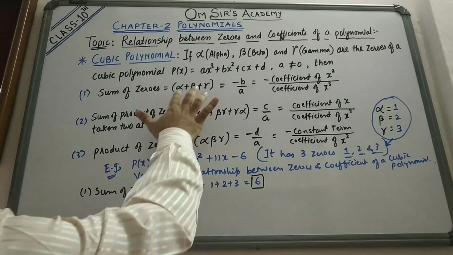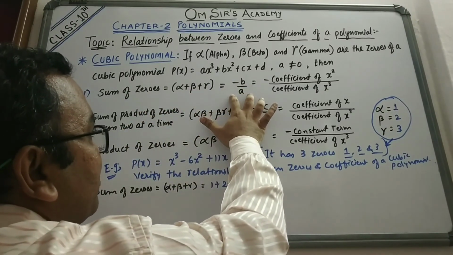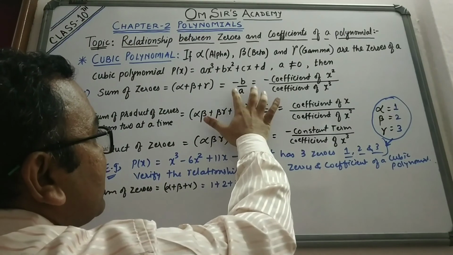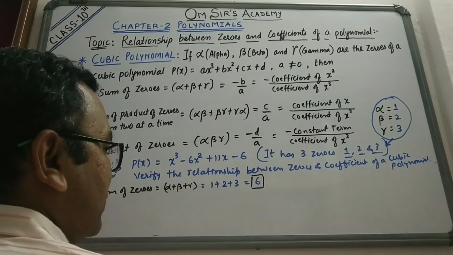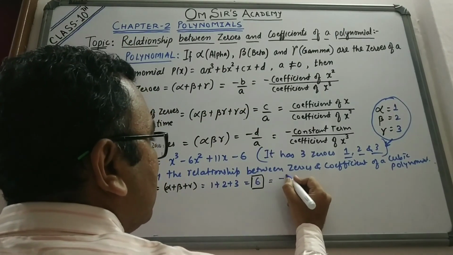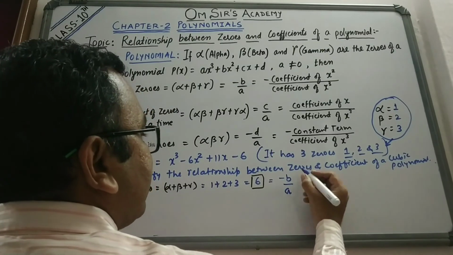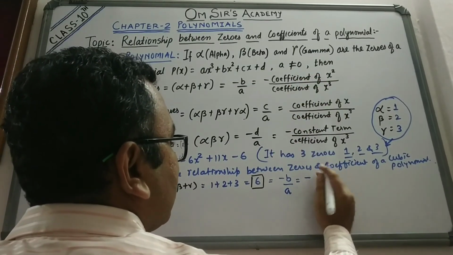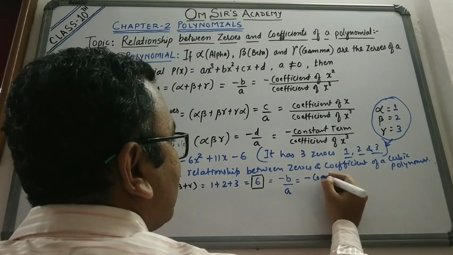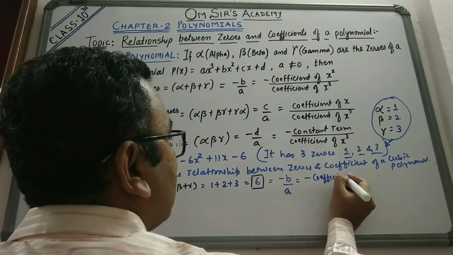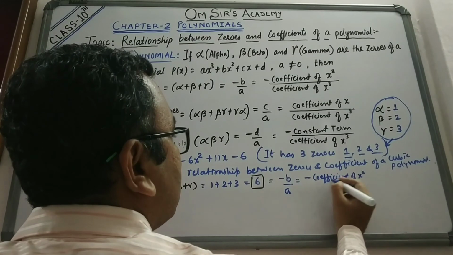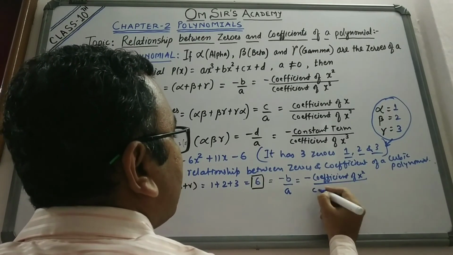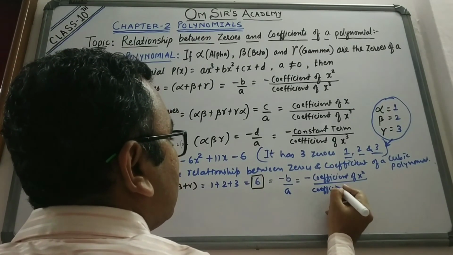So this should be equal to minus b upon a. This is the relationship for coefficients. So that should be equal to minus b upon a, that is minus coefficient of x square upon coefficient of x cube.